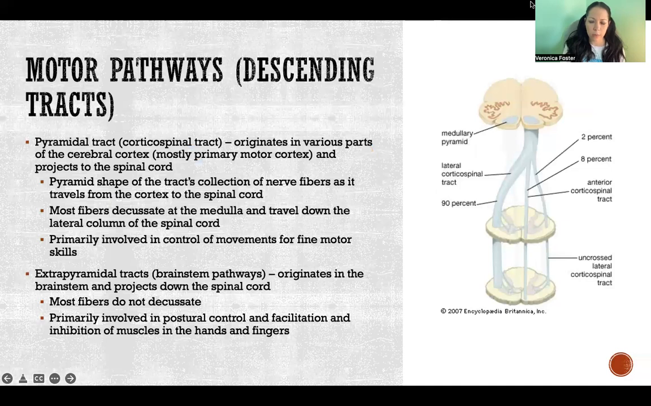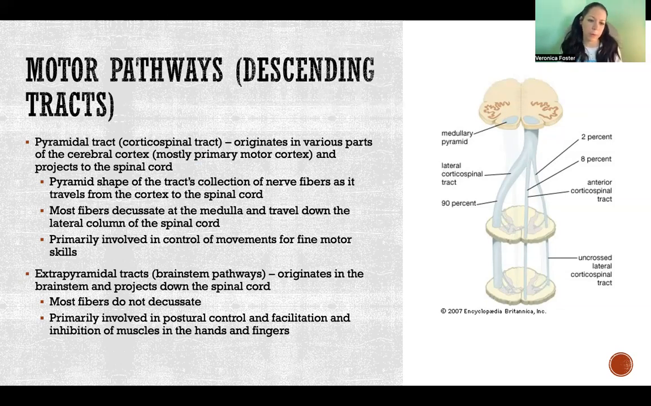Okay, then the motor pathways are the descending tracts. We have the pyramidal tract, also referred to as the corticospinal tract. It originates in different parts of the cerebral cortex, mostly the primary motor cortex, and projects to the spinal cord. Now, because it's coming from different parts of the cerebral cortex and converging, it forms sort of a pyramid shape, which is where it gets that name. Most of the fibers of this tract decussate, again, meaning cross over to the opposite side. So they decussate at the medulla and travel down the lateral column of the spinal cord. And this tract is primarily involved in control of movements for fine motor skills.